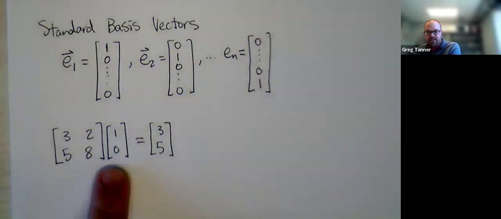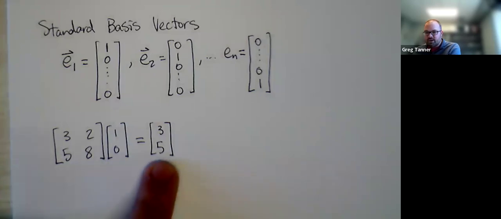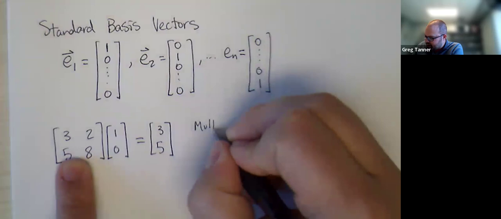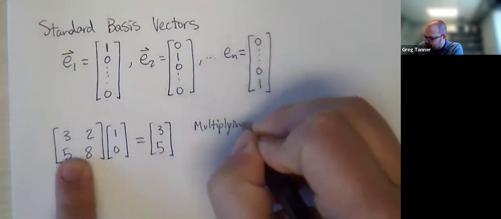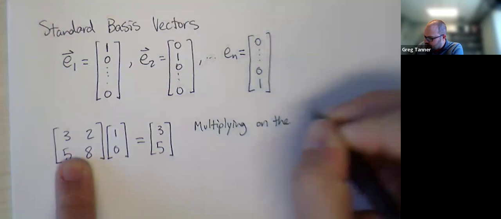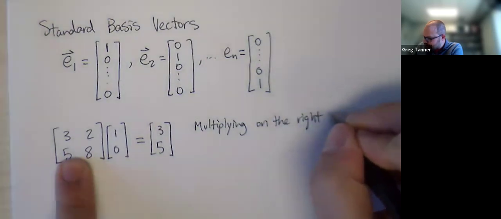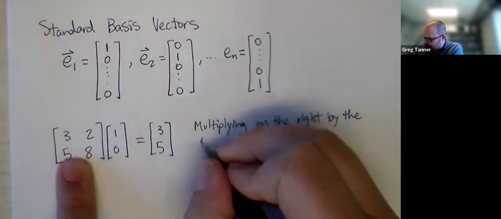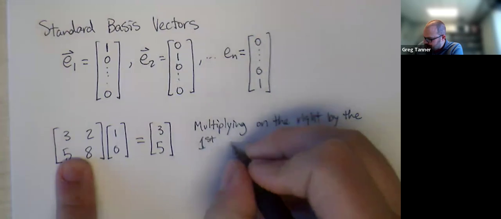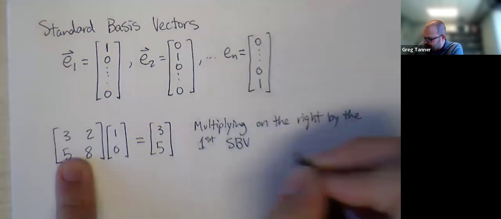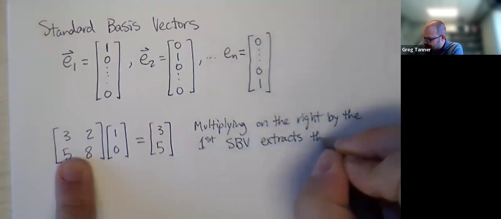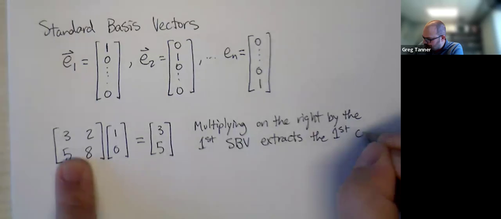So multiplying by the first standard basis vector picks out the first column of the original matrix. So multiplying on the right by the first standard basis vector, which I'll denote as SBV, extracts the first column.